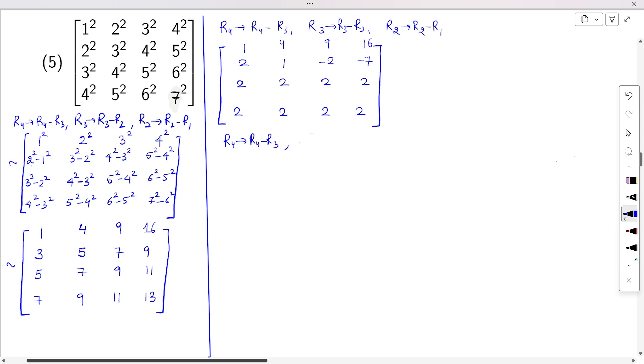Row 4 minus row 3. Then row 3 minus row 2. And row 2, apply row 2 minus 2 times row 1.